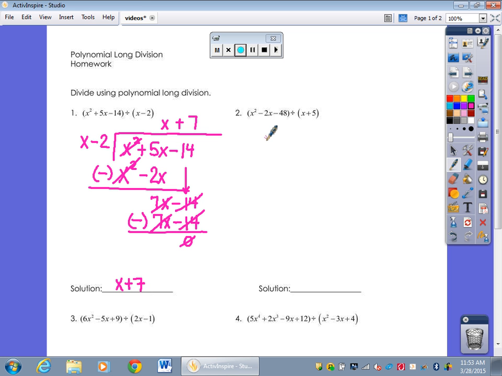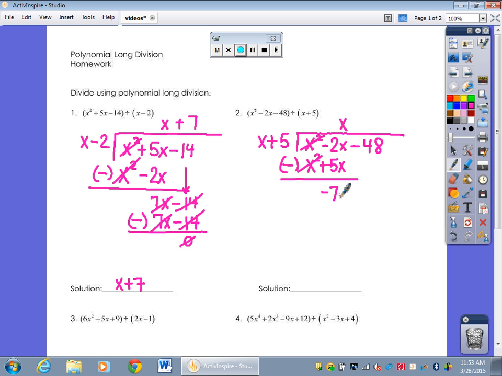All right, for the next one, x plus 5 goes on the outside, and x squared minus 2x minus 48 goes on the inside. So you ask yourself, x times what gives you x squared? And the answer is x, so we line that up over the x column. And then we distribute, so x times x is x squared, x times 5 is 5x, and we subtract. So these are going to cancel. Negative 2 minus 5 is negative 7x, and then we bring down the negative 48.